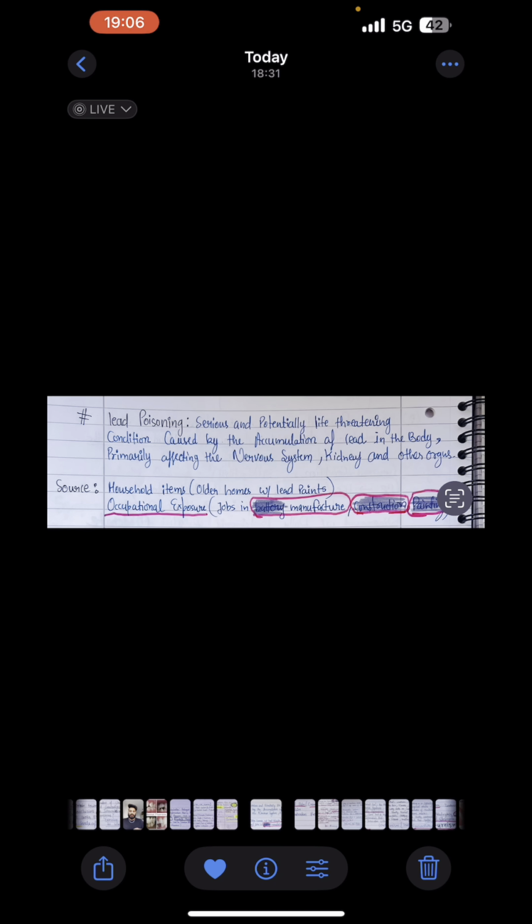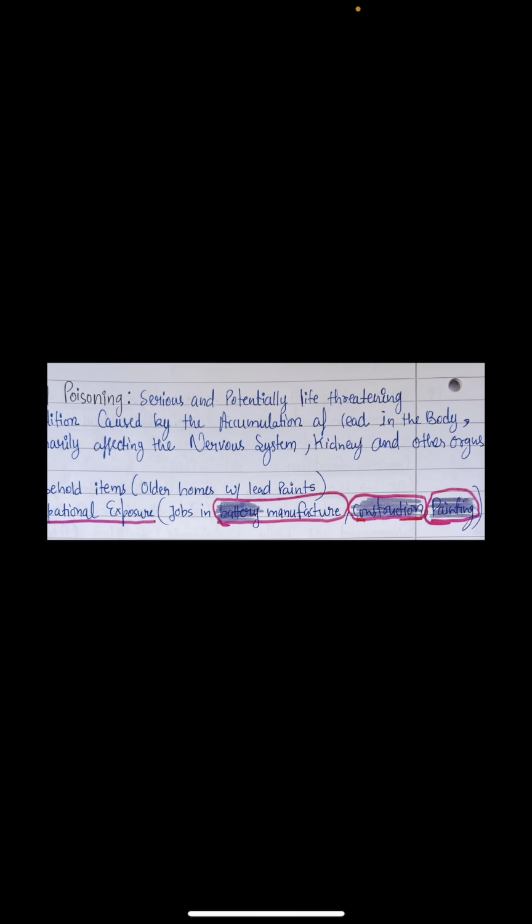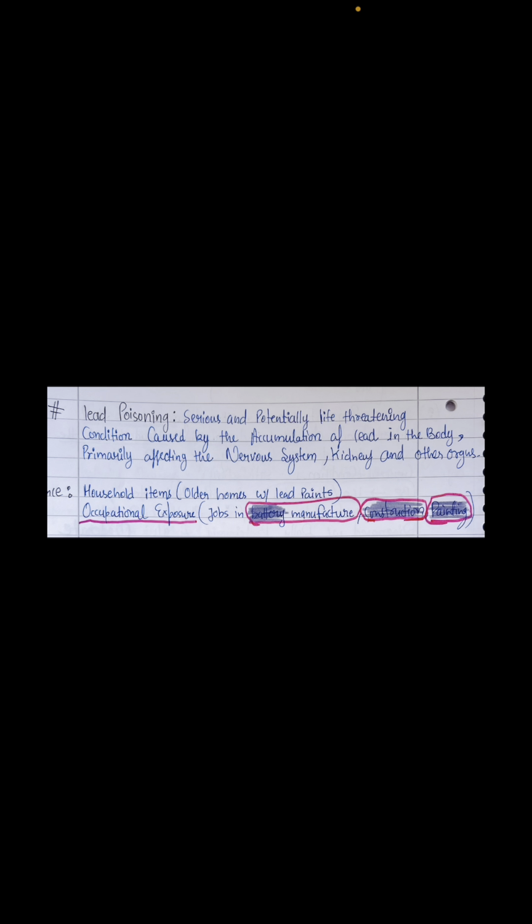Next is lead poisoning. A lot of questions are there that I have seen in the KROK exam for lead poisoning. So this is something highlighting, and a lot of questions will be there. Let's see how to solve those questions. Lead poisoning is a serious, life-threatening condition caused by accumulation of lead in the body. It will primarily affect the nervous system, kidney, and other organs.